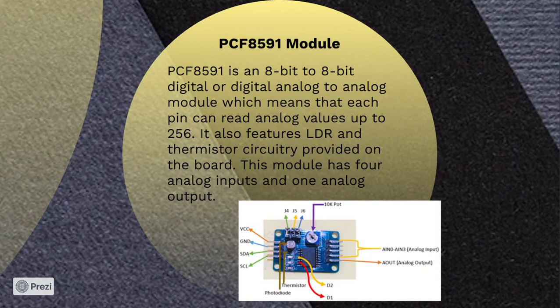The PCF8591 ADC DAC module is an 8-bit analog to digital and digital to analog module, which means that it can read analog values up to 256. It also features an LDR and thermistor circuit provided on the board. This module has 4 analog inputs and 1 analog output.